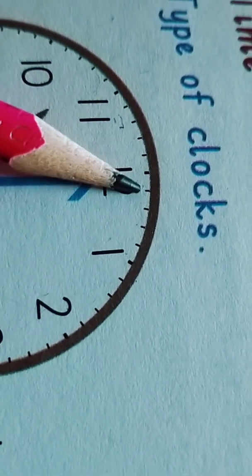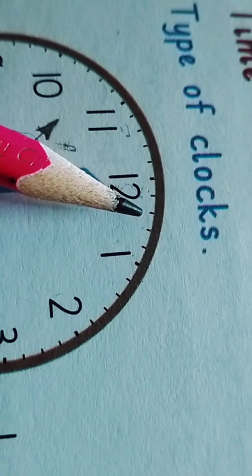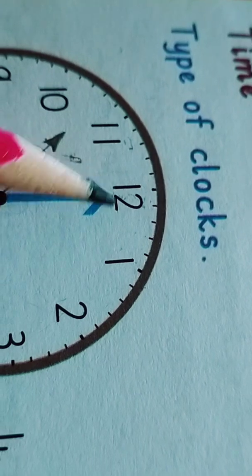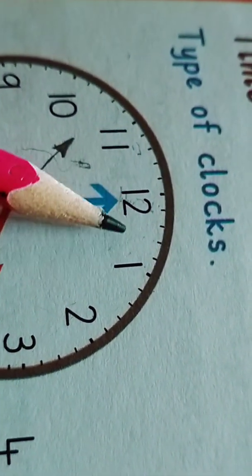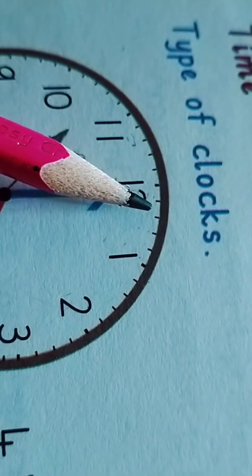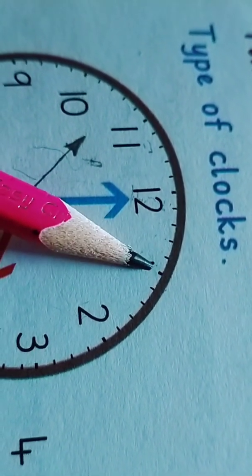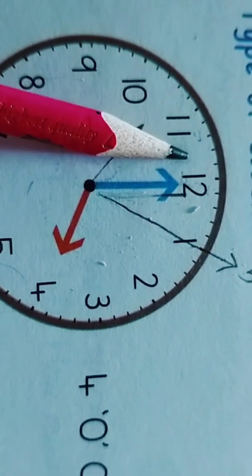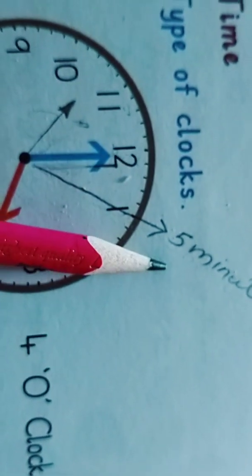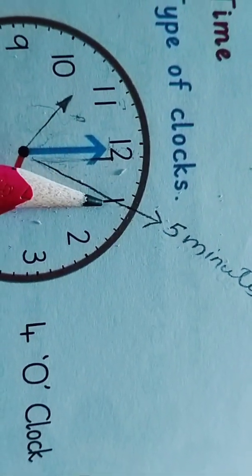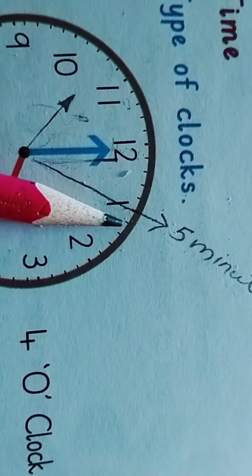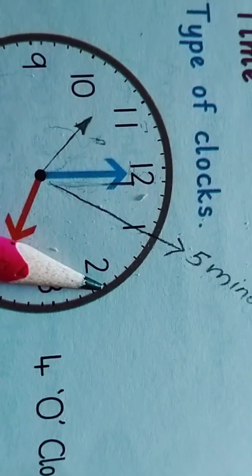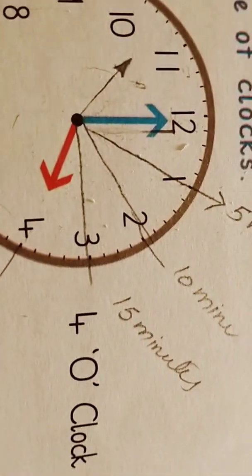In the dash lines, 1, 2, 3, 4, 5. The time between 12 and 1 is 5 minutes, and there are 5 dash lines. When the big hand of the clock moves from 12 to 1, it makes 5 minutes. From 1 to 2, there are again 5 dash lines, and it makes 10 minutes.